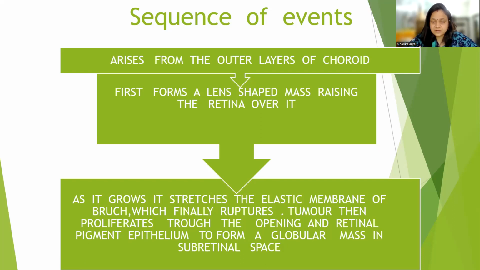In the retina, it will first rupture the Bruch membrane, and then after the Bruch membrane, it comes to the other layer of the retina, that is the retinal pigment epithelium, and there it forms a globular mass, which now comes in the subretinal space.